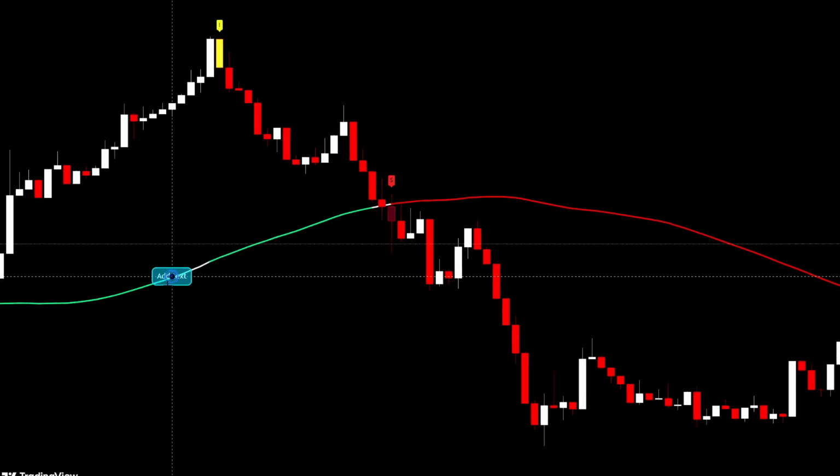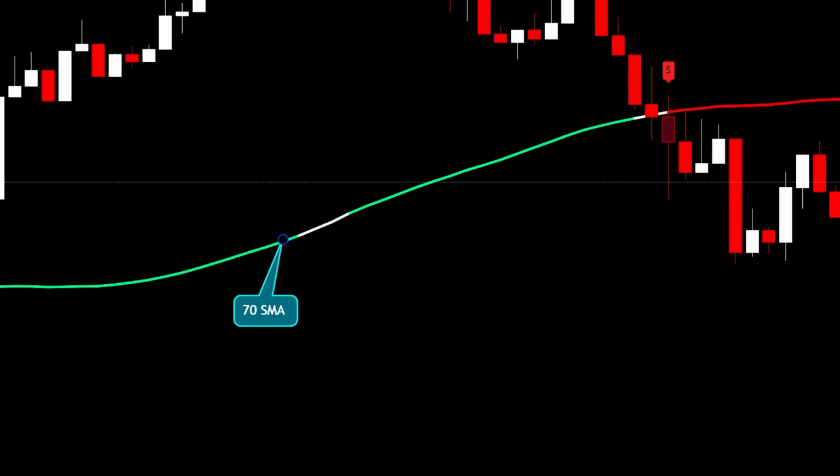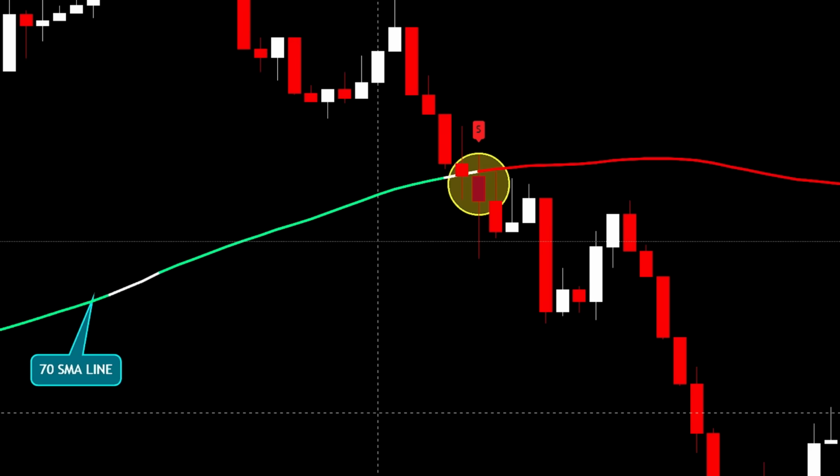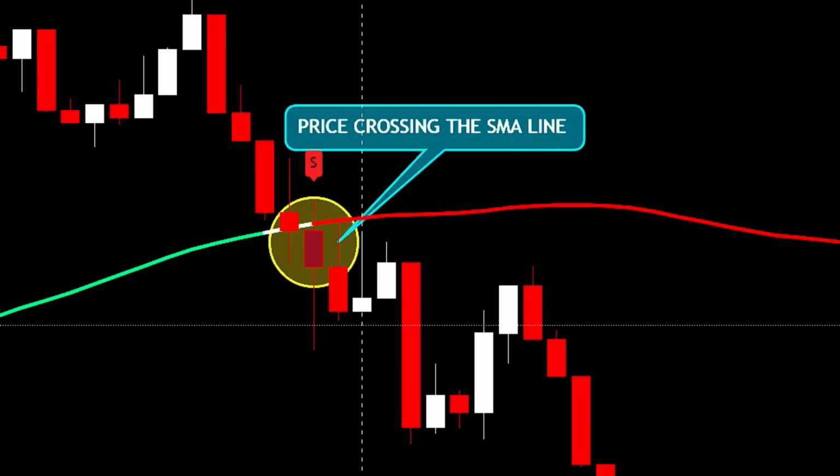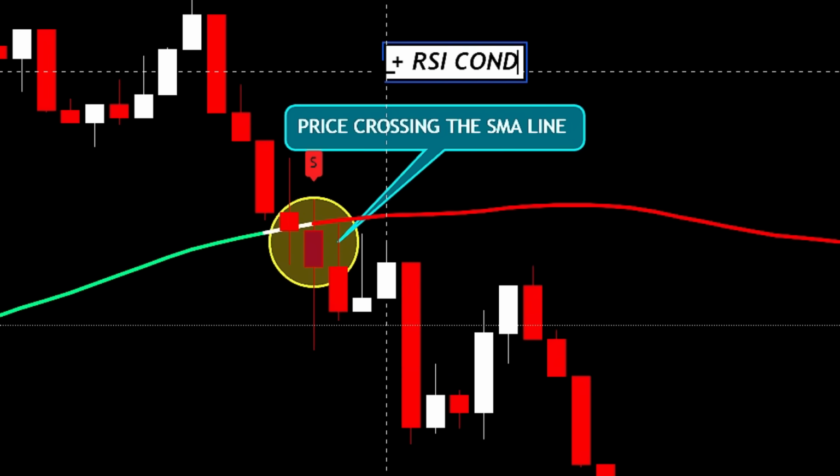Now flip over to the same chart and watch this. We get a bearish crossing on the SMA line and the indicator checks RSI again, and boom, an S signal appears for sell. It's that simple.